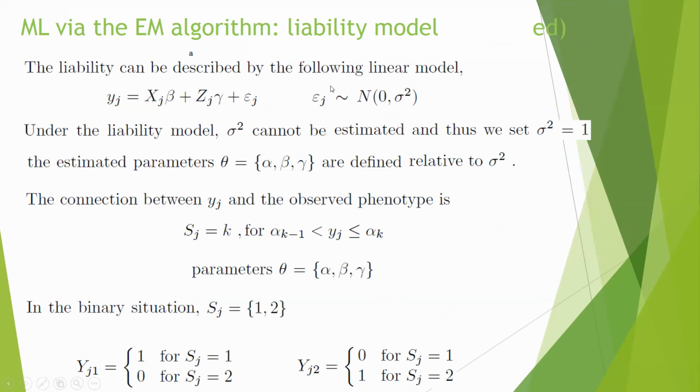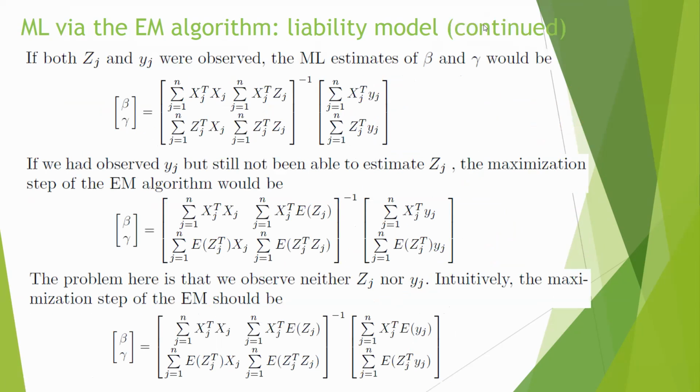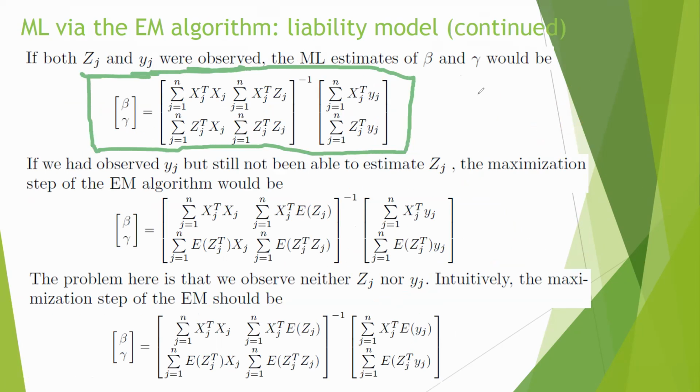So this is how we use the EM algorithm here. Suppose there's no missing, so everything can be observed. Then it's easy for us to write the least square solution, or the MLE solution. However, if something is missing, for example, if Z is missing, Z is the genotypic value, what we can do with the EM algorithm is replace this missing value by its expectation.